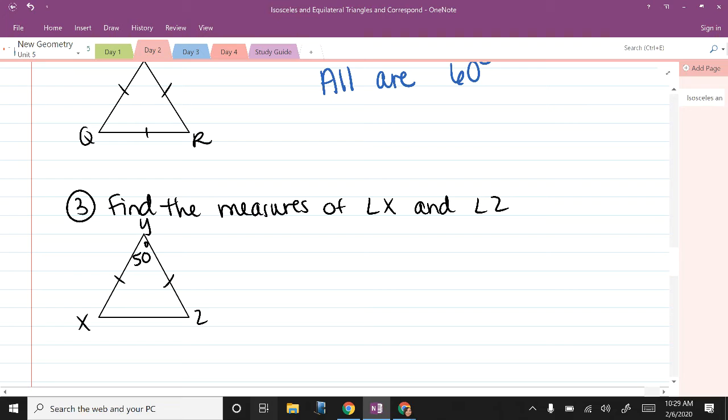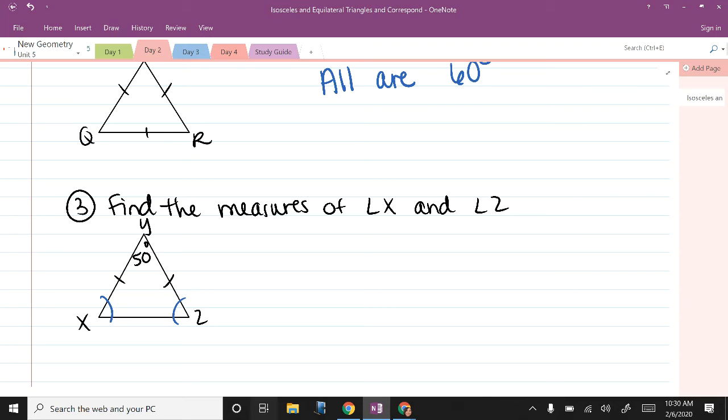Two angles are congruent, and it's the base angles, right? So 50 is the vertex angle. So that means angle X and angle Z are congruent to each other. Okay? So how can we find the measures of angle X and angle Z?